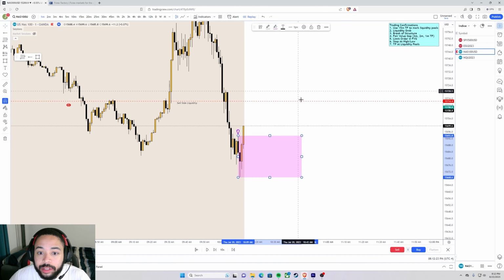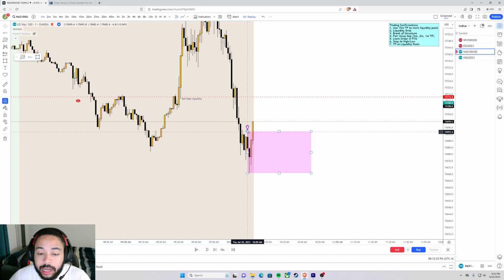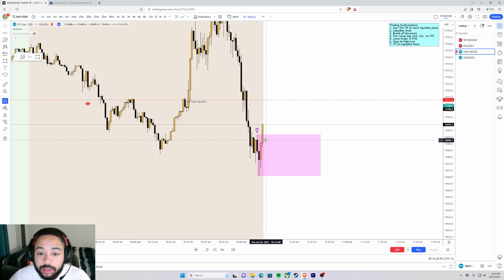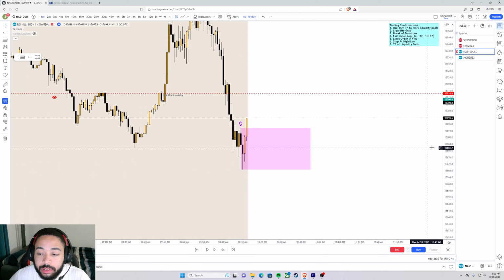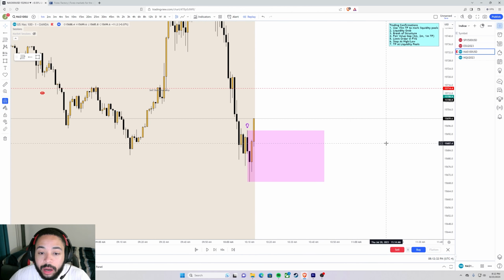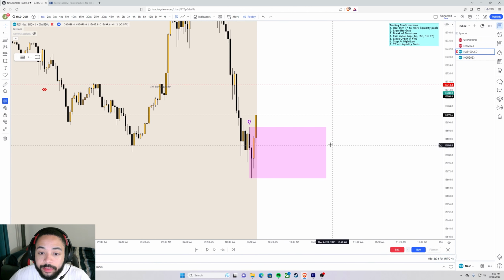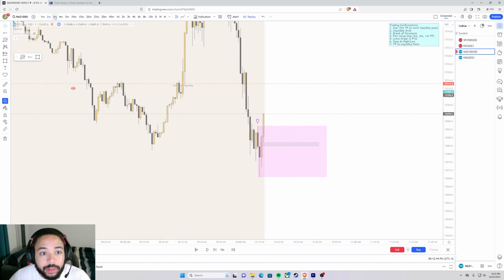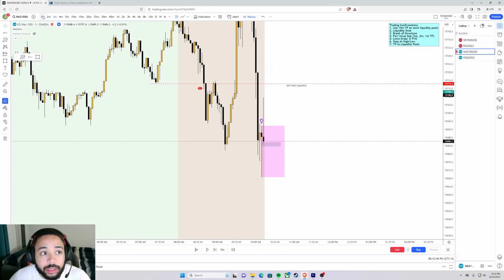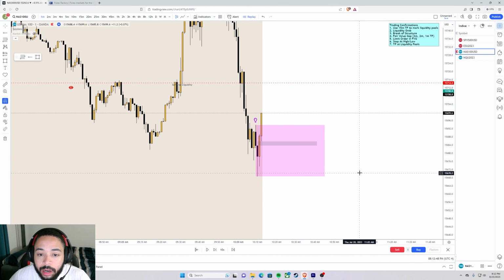the displacement range, right, from the displacement high to the displacement low. We're seeing a break of structure, bullish, and now we want to find the fair value gap within this range. So the most obvious fair value gap we see is at this level right here. Right? So if I look at the 2 minute, 3 minute, no gaps. So we do see the gap there.